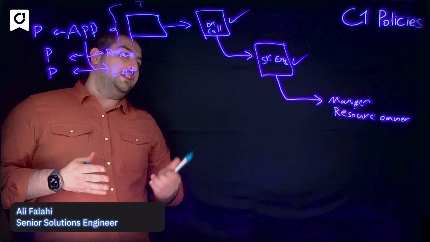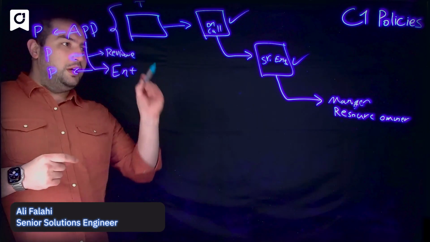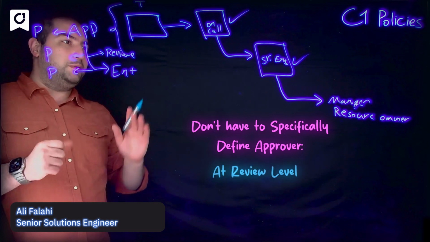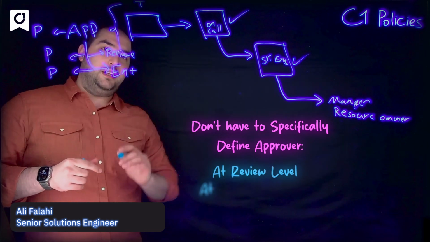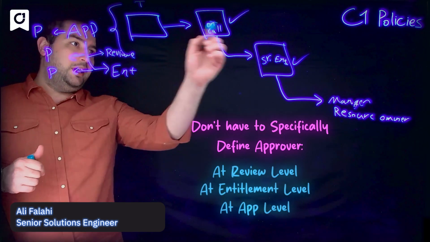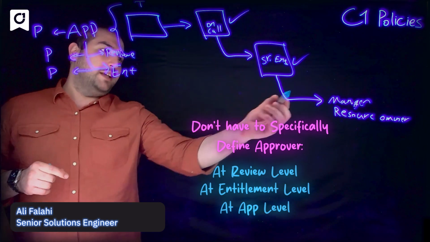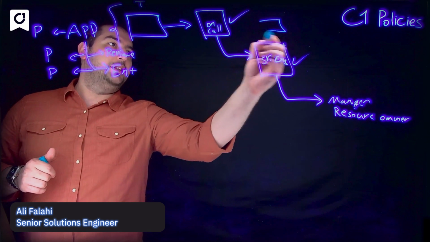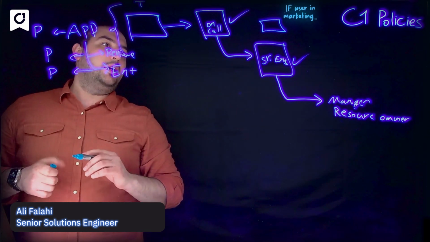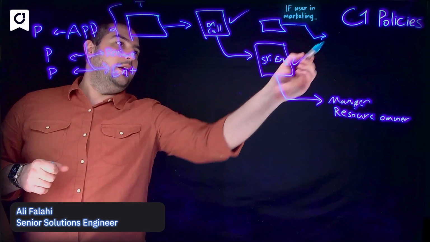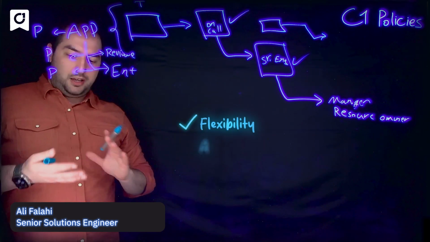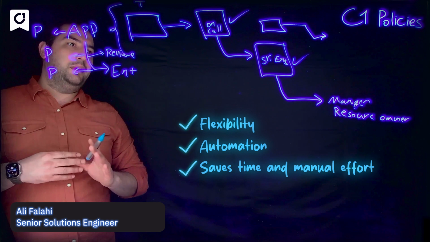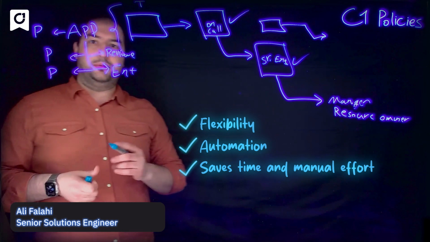This gives you a lot of flexibility, right? You don't have to specifically define the approver at the review level or specifically define the approver at the entitlement level or at the app level. You really assign these policies and they can have a cascade of different rules. So I can actually assign a rule on top of this and say, if the user is in marketing, maybe take a different path. This gives you so much flexibility. It can automate things for you and essentially reduces the need to build hundreds of policies into simply rules.